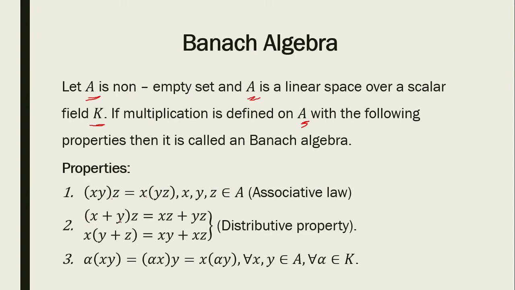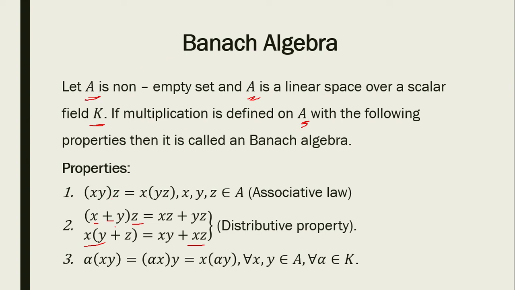Second, (x plus y) into z is equal to x into z plus y into z, and x into (y plus z) is equal to x into y plus x into z. This is the distributive property. Third, alpha into (xy) is equal to (alpha x) into y is equal to x into (alpha y) for every x, y belongs to A and for every alpha belongs to K.